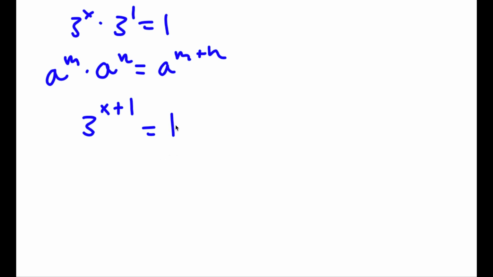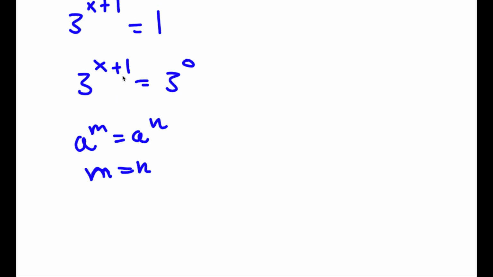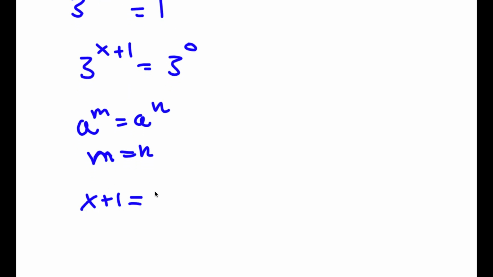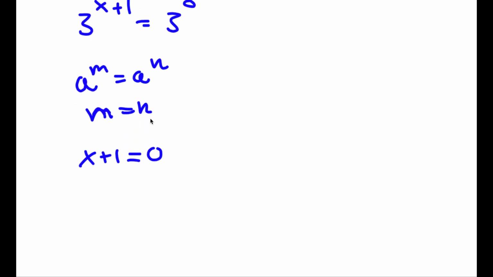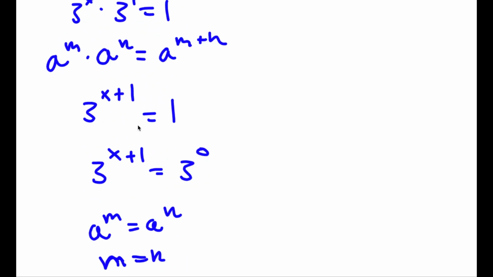Now 1 here is the same thing as 3 to the power of 0, because anything to the power of 0 is equal to 1. So now I have 3 to the power of x plus 1 is equal to 3 to the power of 0. And now, if I have something in the form a to the power of m is equal to a to the power of n, then this means that m is equal to n. So in this case, x plus 1 is equal to 0. Now I'm going to subtract 1 on both sides, so these two cancel out, and I'm left with x is equal to negative 1. So this is my answer.